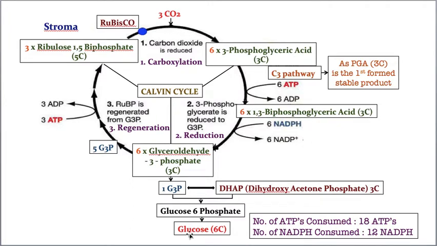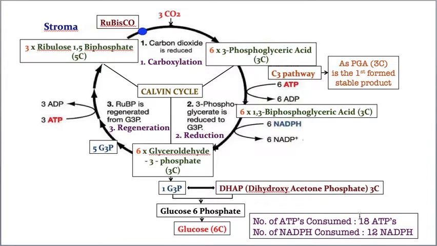That's why, for one glucose molecule formation, the Calvin cycle needs to repeat 6 times, and for one glucose formation 18 ATPs are required, and for one glucose molecule 12 NADPHs are required. So this is all about the Calvin cycle.